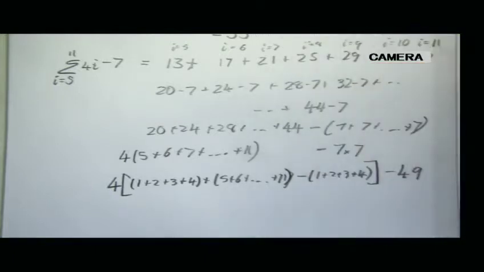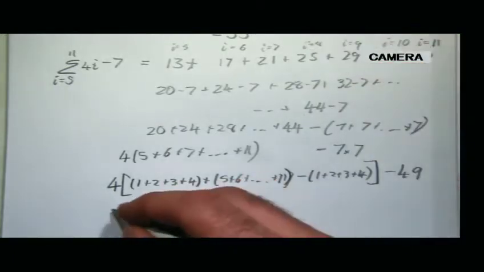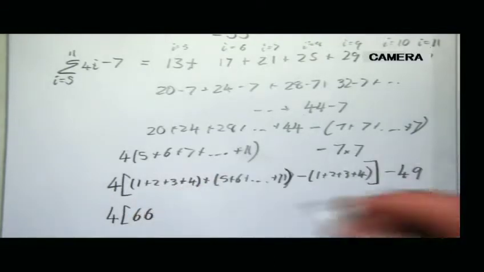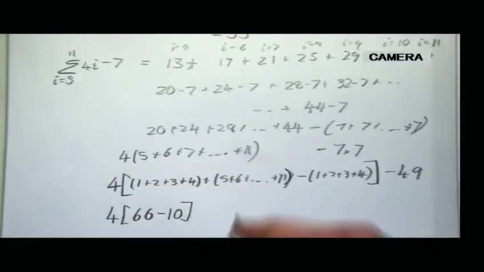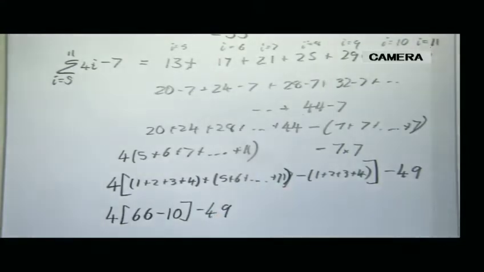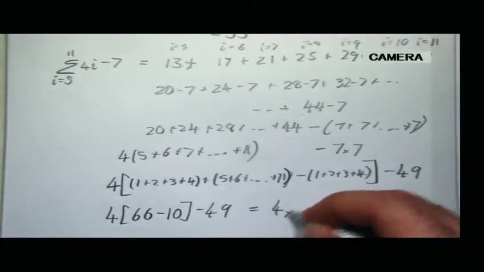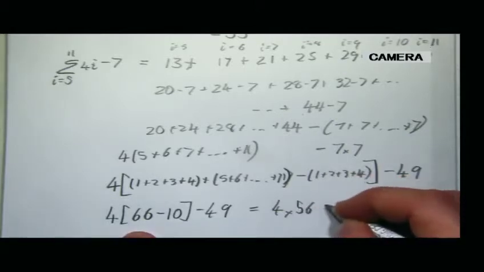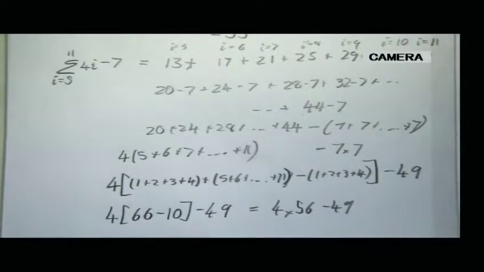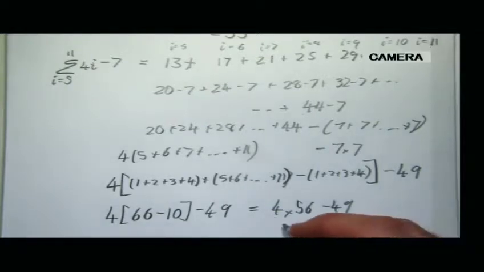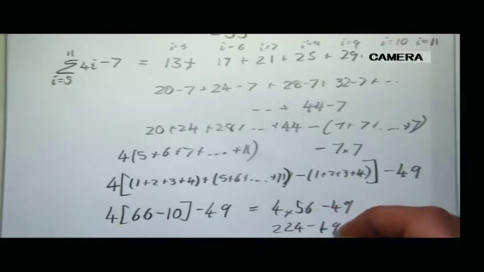And because I've added these ones up, all except for the 11, if I just add 11 to that, I can go, this is 66 minus 10 minus 49, which is going to get me 4 times 56 minus 49. So that should be like 224, let's pretend. 224 minus 49, so take 50 from that, so 175. Take 50, add 1, got me a number.